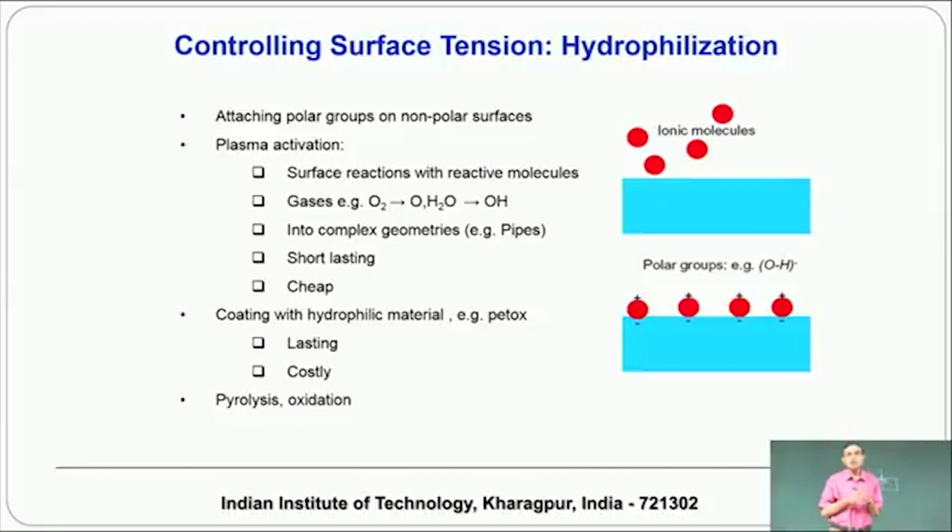Oxygen plasma treatment is a very common strategy, and in most of our labs we do that. The problem is that this is not a permanent solution. After a few hours this hydrophilization effect will go away. Alternatively, you can coat with a hydrophilic material like Pitox, for example. This is long lasting, but it is costly. So, in your lab if you want to decide on what method you will be using for hydrophilization, you have two choices. One is a cheaper method, but it does not last for long, but for most of our experiments it is good enough. But if you want to have a long lasting method, you have to go for a more expensive method.